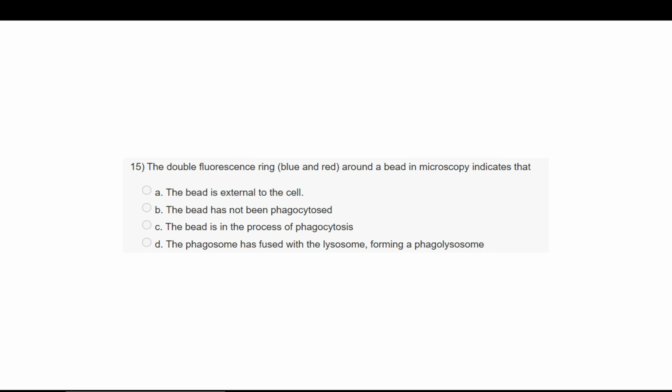Double fluorescence ring, red, blue and red, around a bead in microscopy indicates that the bead is external to the cell, the bead has not been phagocytosed, the bead is in the process of phagocytosis, or the phagosome has fused with lysosome, forming a phagolysosome. The answer is D. If you just see a blue ring, then it means that it has been phagocytosed. It's in the phagosome state, not in a phagolysosome state.